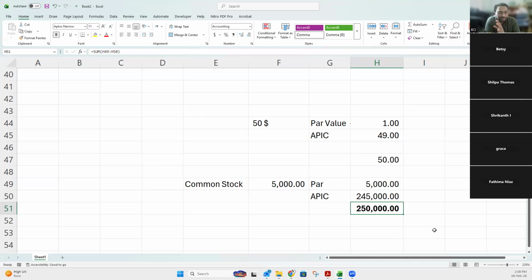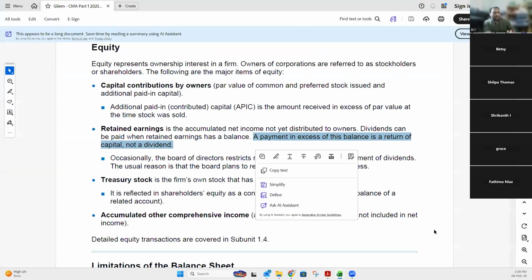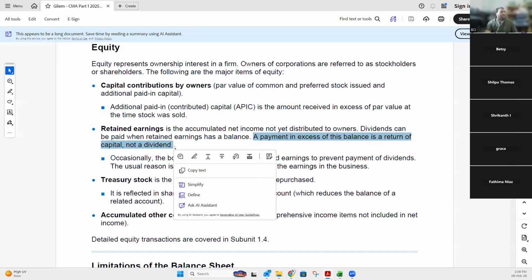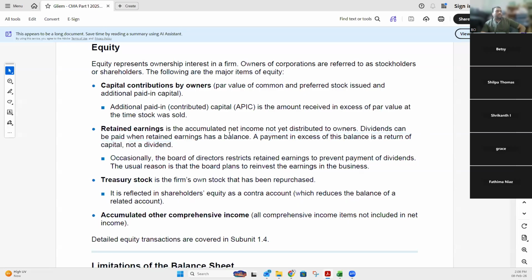So retained earnings is accumulated net income not yet distributed to owners. Dividends can be paid when retained earnings has a balance. A payment in excess of the balance is a return of capital, not a dividend. Occasionally, the board of directors restricts the retained earnings to prevent payment of dividends. The usual reason is that the board plans to reinvest the earnings in the business.